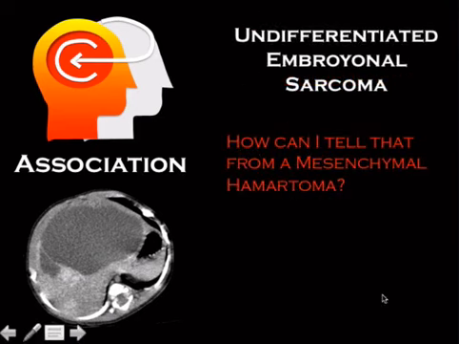All right, so undifferentiated embryonal sarcoma. Remember I said this is sort of the nasty cousin of mesenchymal hamartoma. How do you tell them apart? Well, it's typically older, right? This is older than 5 years old, and it tends to be more aggressive, it can met, it can rupture.